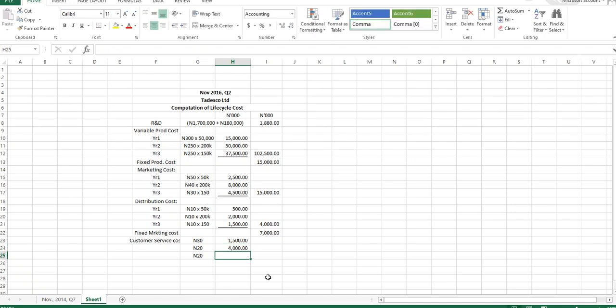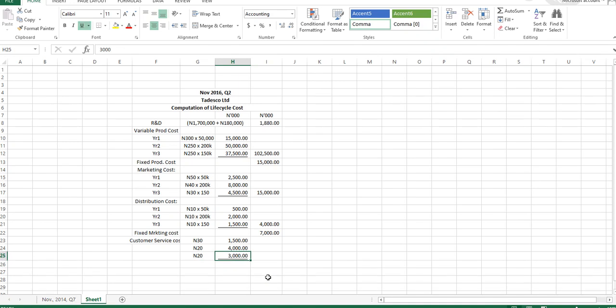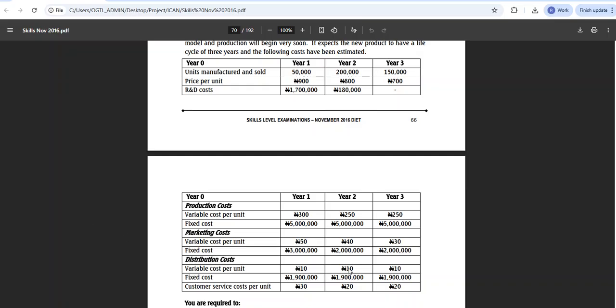And then the last one is 150 times 20, that is 3,000. Yes, 3,000. What do we have in total? 8,500, please. Is there any other costs that we have in this question that we've not taken?